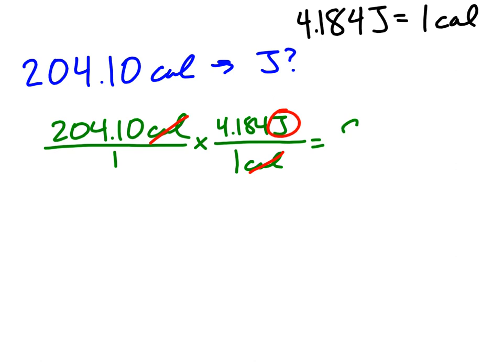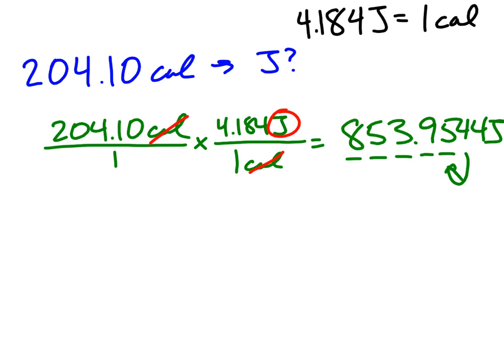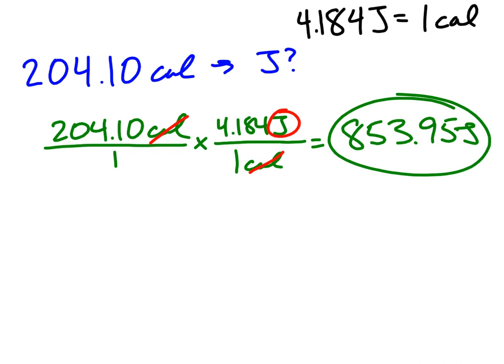The raw answer is 853.9544 joules. And of course, I'm not going to have that many sig figs. 1, 2, 3, 4, 5 sig figs. My next number is a 4, which is not enough to round that up, so I will just get rid of that 4. And that's my answer. So pretty basic conversions, more practice in dimensional analysis.